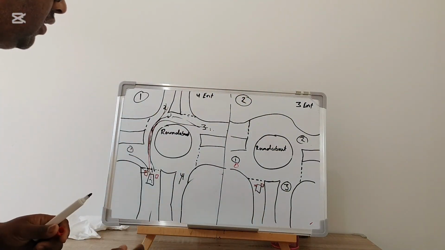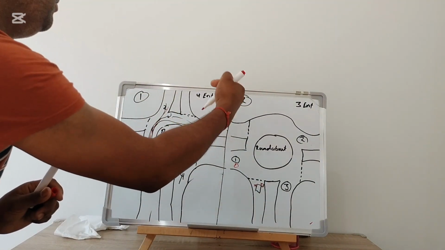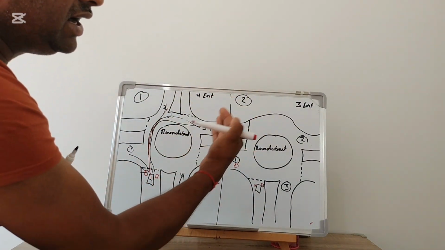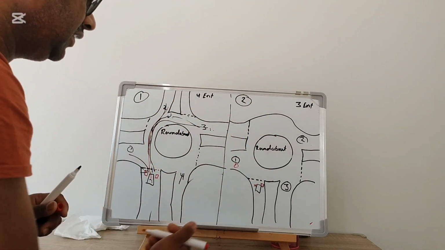So I hope you understand the difference between normally giving a section, turning right or left, and when they ask you to do exit 1, exit 2, exit 3.